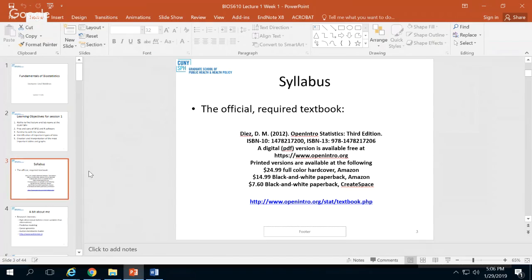So I am going to review the syllabus, but on this slide I just want to mention what the official required textbook is. And I say it is required here, but I said it was optional on CUNY First, because it's actually a free textbook. You don't have to buy it. You can go to this web page and get a digital version for free if you don't mind reading it on a screen or something. But the print versions, if you prefer, are quite cheap. It's a free textbook. These are just the costs of printing.